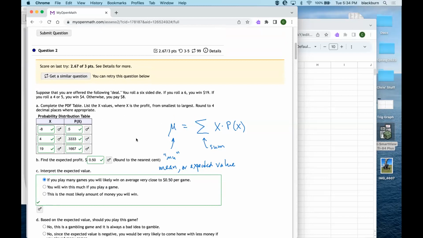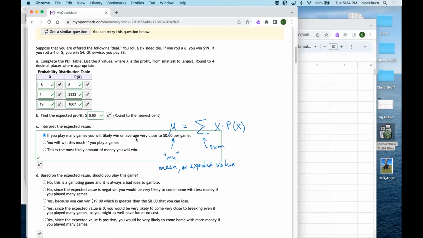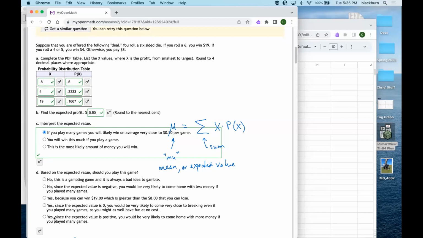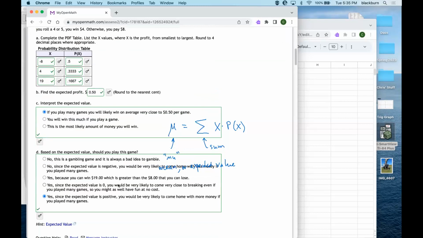Based on the expected value, should you play this game? Well, you're going to make on average 50 cents every time you play it. So I'm going to say yes, but let's figure out which yes we should choose. It's not the third one. We're going to choose based on our expected value. The expected value is not 0, it's positive. Yes, since the expected value is positive, you would be very likely to come home with more money if you played many games. That's the one I'm going to choose. If the expected value is negative, you say, no, I'm not going to play that game.